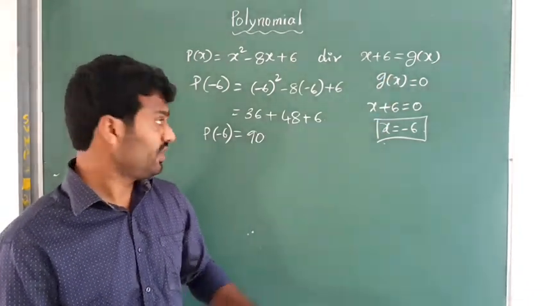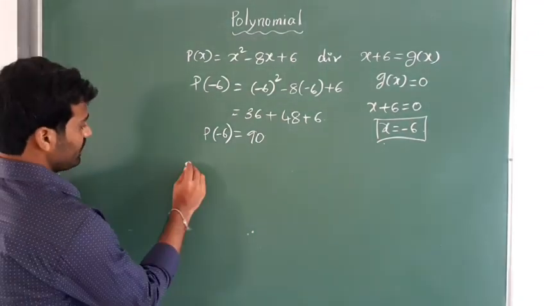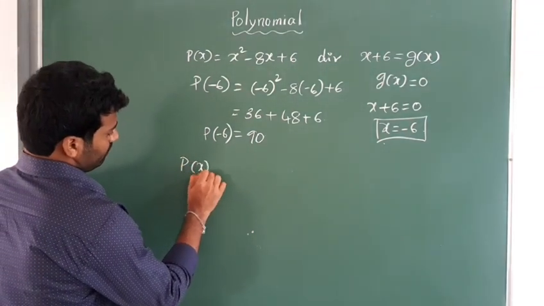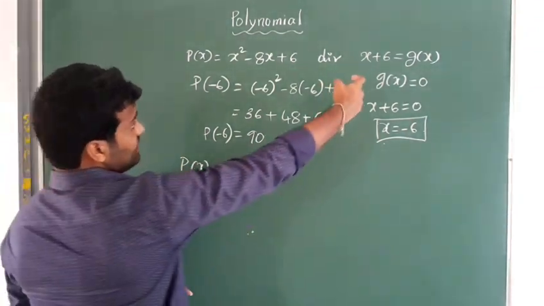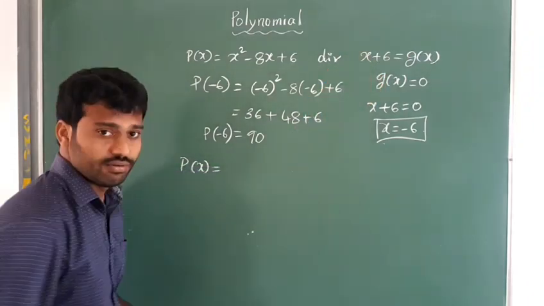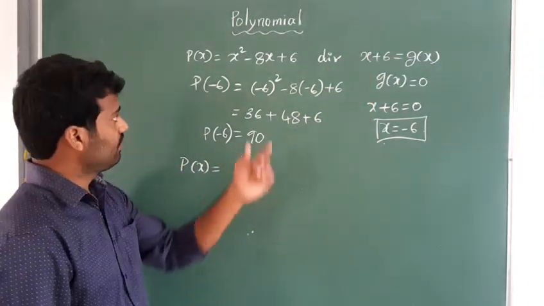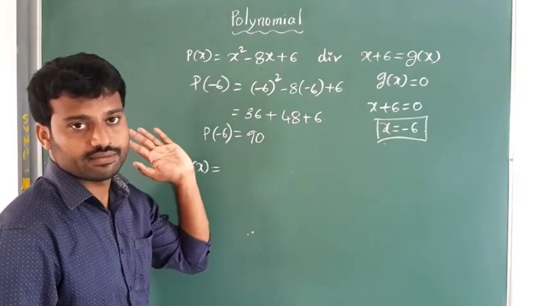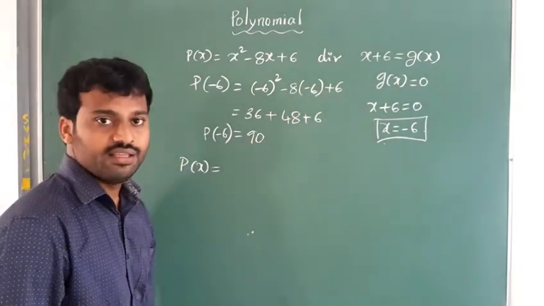Clear or not? You can go with any other example also. Suppose p of x is equal to, I will take the same one. The dividend I will take different, only the dividend will be different. The divisor I will take the same one.